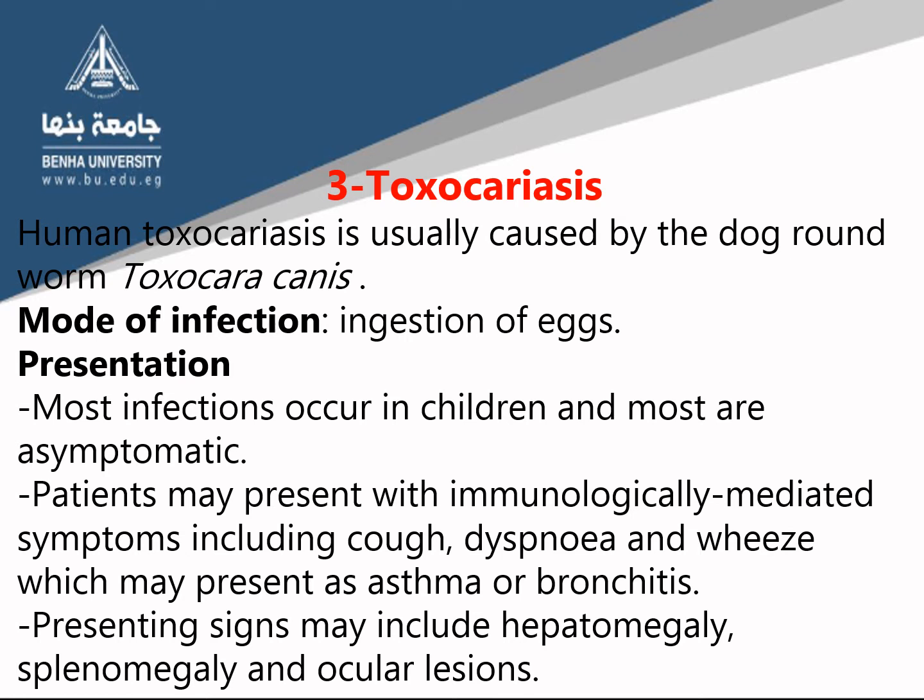Toxocariasis. Human toxocariasis is usually caused by the dog roundworm Toxocara canis. Mode of infection: ingestion of the egg. Presentation: most infections occur in children, and most are asymptomatic. Patients may present with immunologically mediated symptoms, including cough, dyspnea, and wheeze, which may present as asthma or bronchitis. Presenting signs may include hepatomegaly, splenomegaly, and ocular lesions.